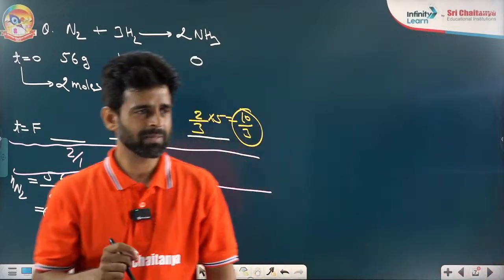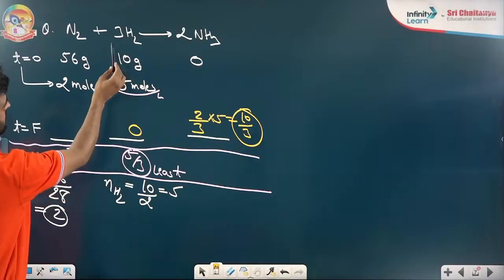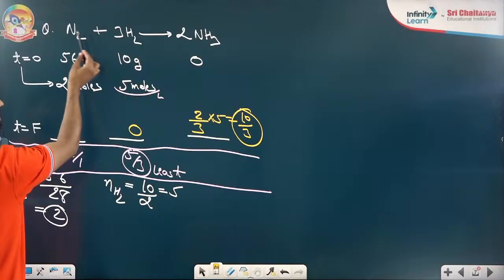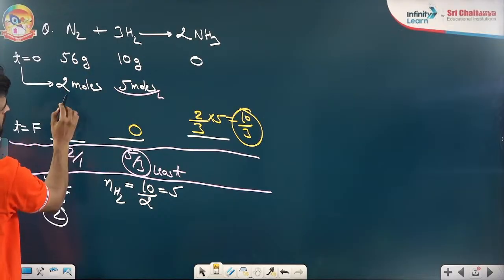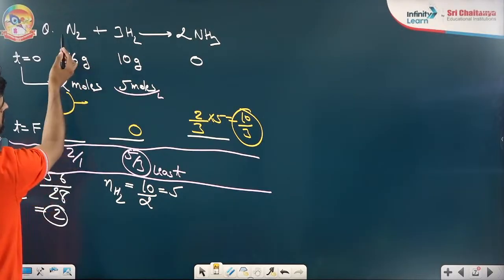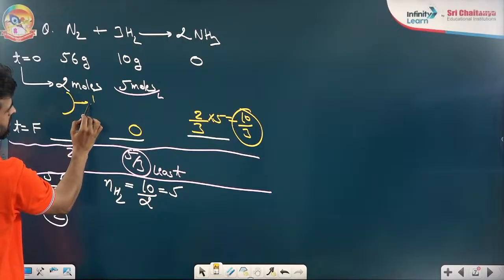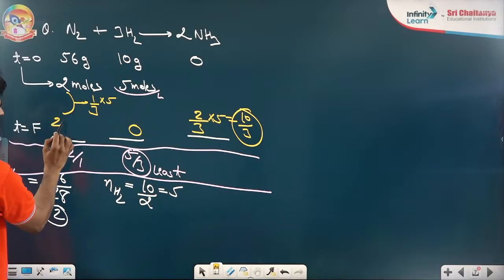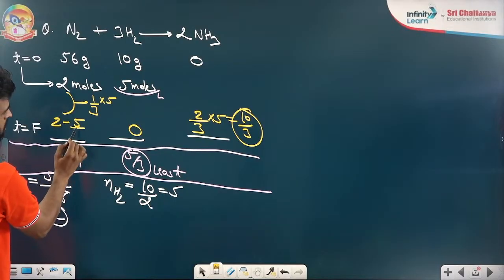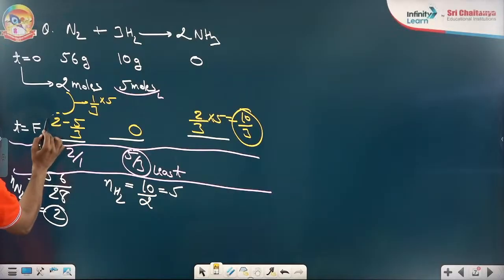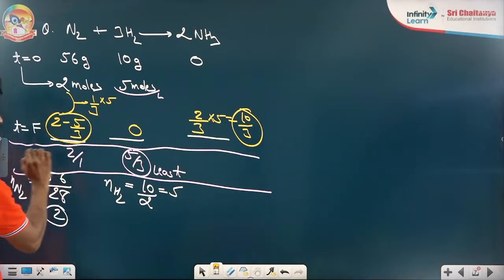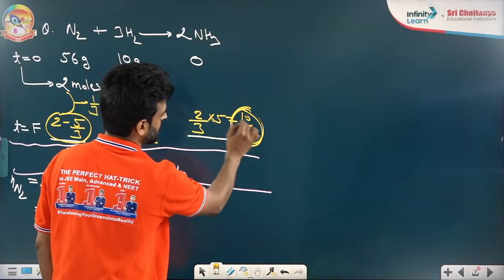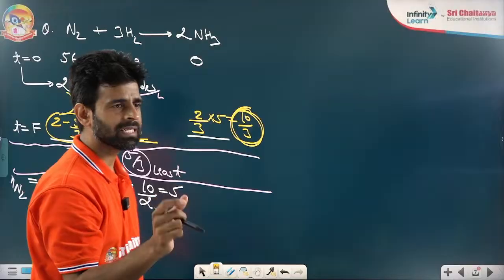Now similarly, 3 moles of H2 consume 1 mole of N2. So 3 consume 1, 1 consume 1 by 3, and 5 consume 5 by 3. So how much remaining? Out of 2, 5 by 3 moles are gone, so remaining is 2 minus 5 by 3 excess. The limiting reactant becomes 0, and the ammonia is 10 by 3.